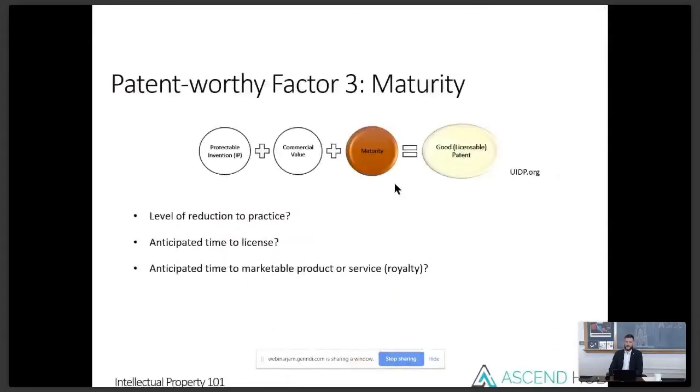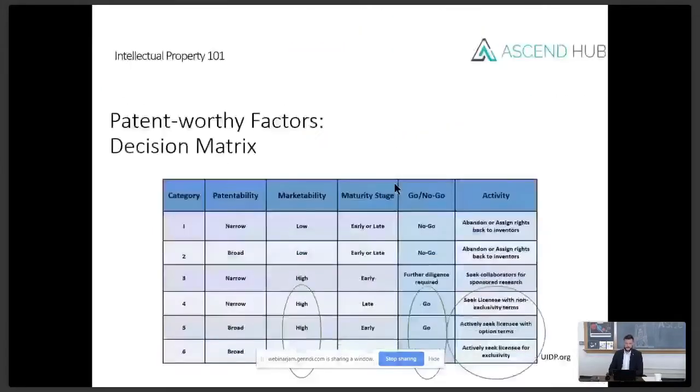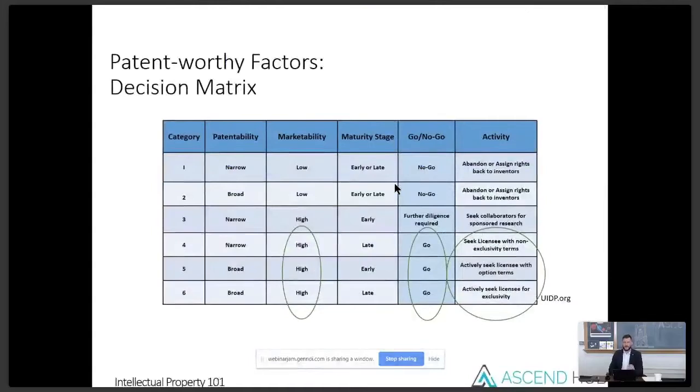And then we look at maturity, the level of reduction to practice, the anticipated time to license, therefore, and the anticipated time till there's an actual marketable product or service. In other words, when will we start to recoup on the investments that we've made in this invention? And so we look at early or late maturity. And what we're looking for, really, is high marketability. If there's narrow or broad patentability, or at any stage, really, in the maturity, we can act on things that are highly marketable. So if you see something in your lab that looks like it could be marketable, go talk to your tech transfer officer.